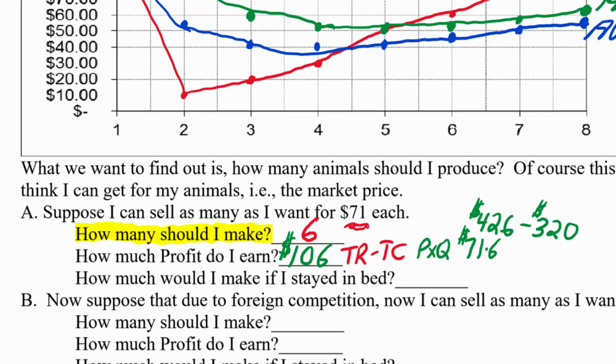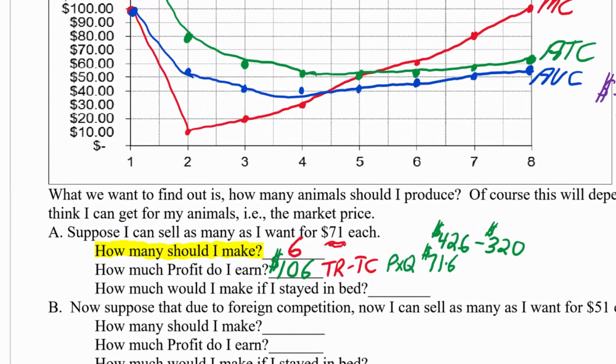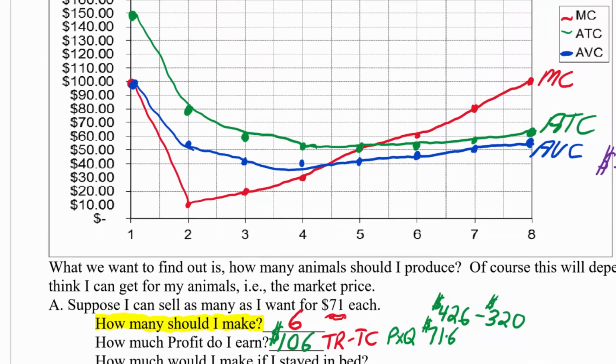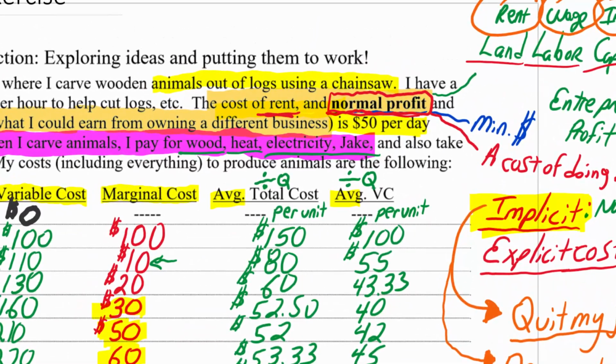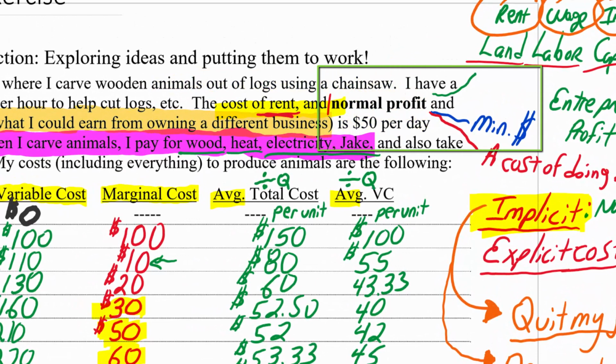I want to remind you of one thing. When we say that you're earning $106 in profit, there's actually a little bit more in profit this entrepreneur would be making. And that little bit extra profit is this normal profit that we were talking about here. All right, let me erase some of this highlighting so I can highlight it again. Normal profit. Maybe in this business for this person carving these chainsaw animals, this would be $25 per day. That's the minimum amount the entrepreneur needs to get paid to want to keep this business open.